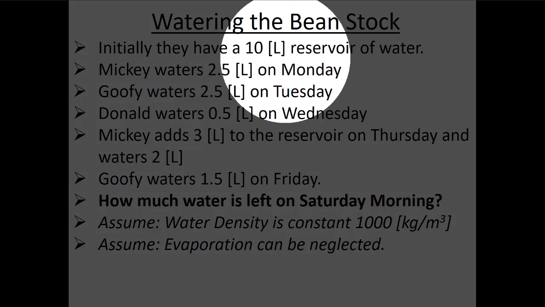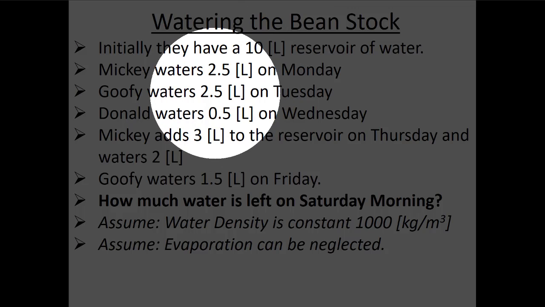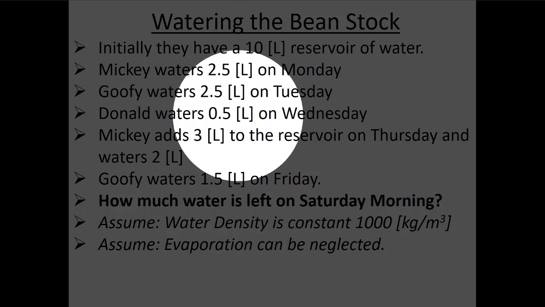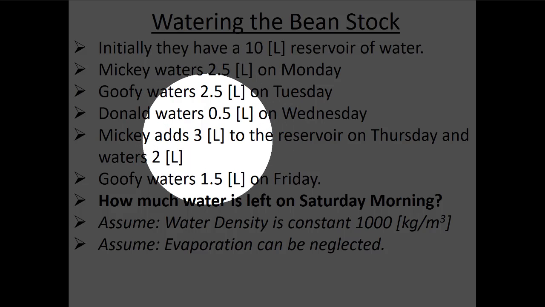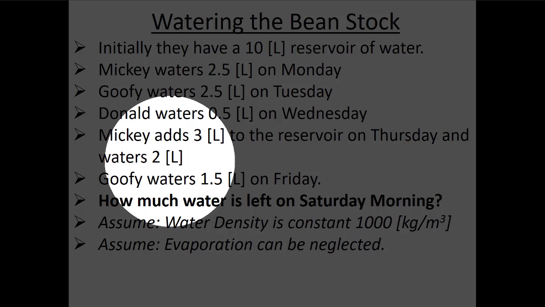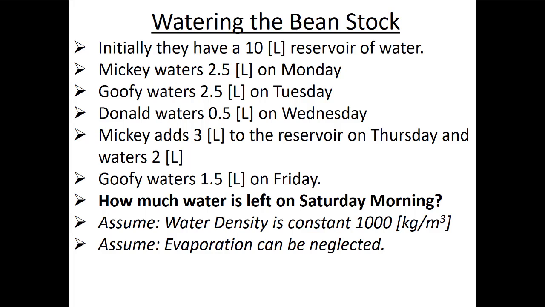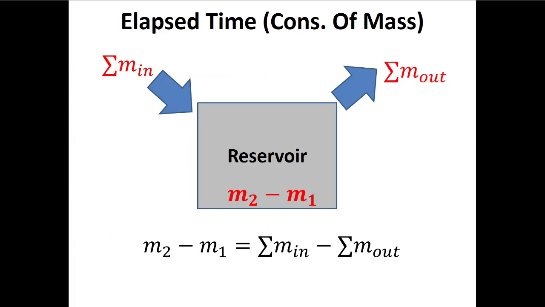So we had 10 liters. We took away 2.5, so now we're at 7.5. Now we're at 5. Now we're at 4.5. But Mickey adds 3, so we're at 7.5. Subtracts 2, we're at 5.5. And now Goofy subtracts another 1.5, so that means we're at 4 liters, I think, if I did that right. So 4 liters, we could then convert that to mass if we wanted to. So this is kind of how we do elapsed time. This is a bit trivial.